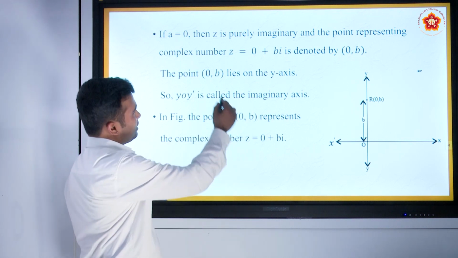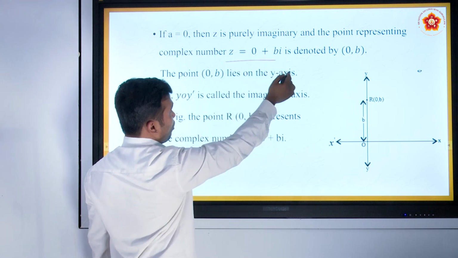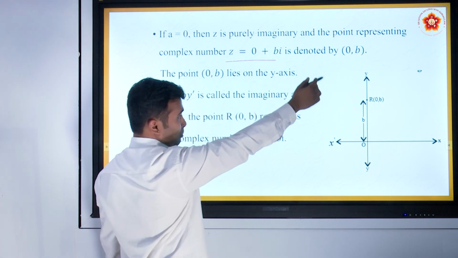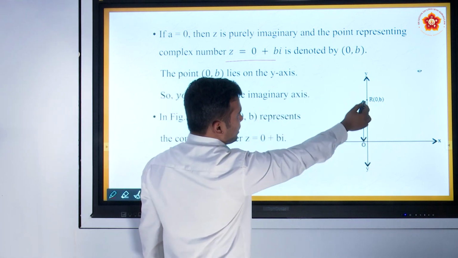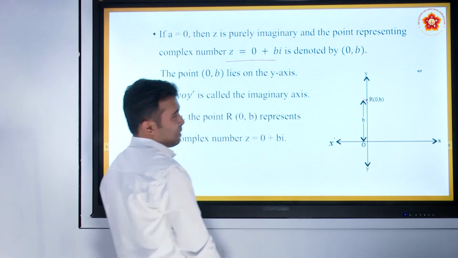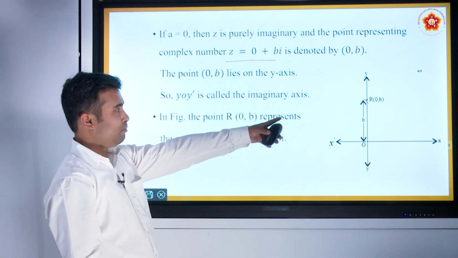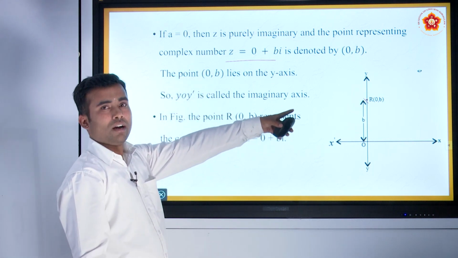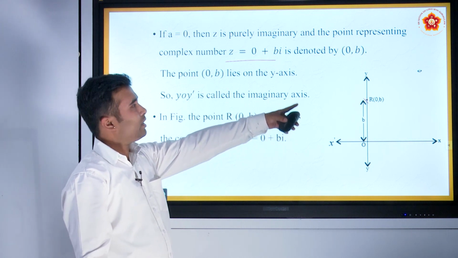Now I can represent this complex number in the form of a point which is (0, b), and (0, b) can be represented on the imaginary axis. That is, the point gives the point on the imaginary line.